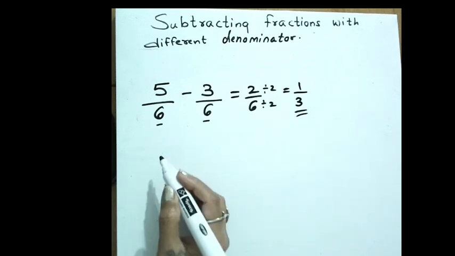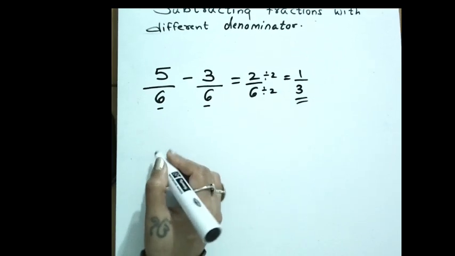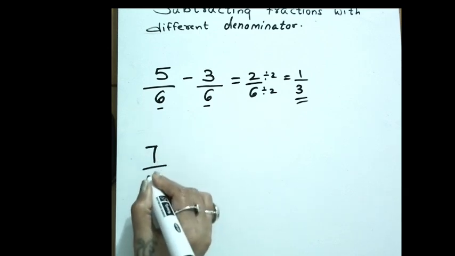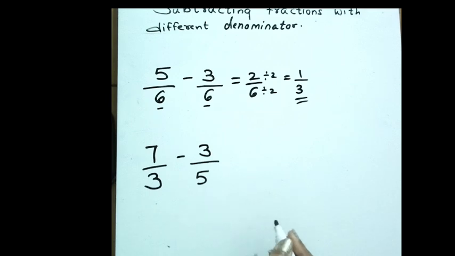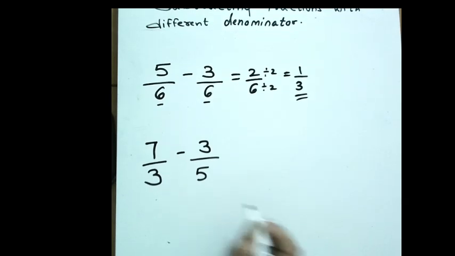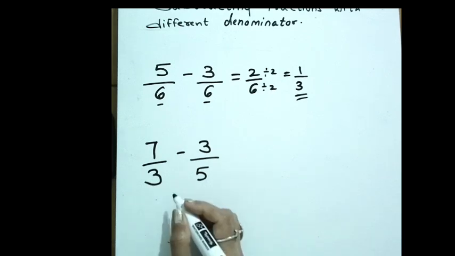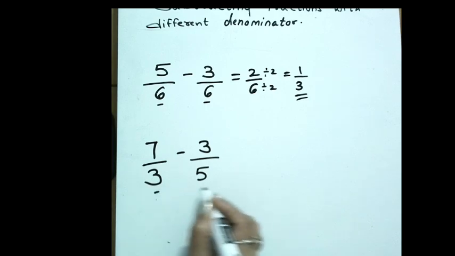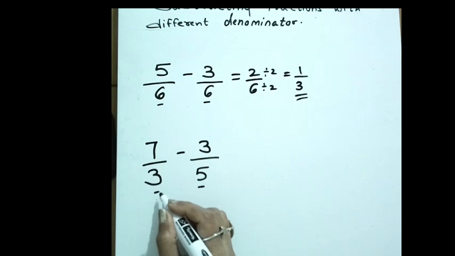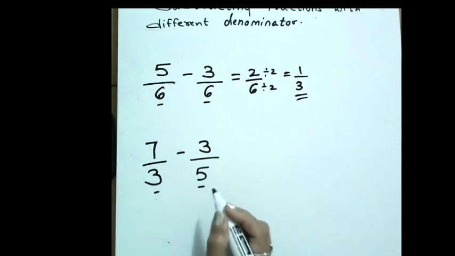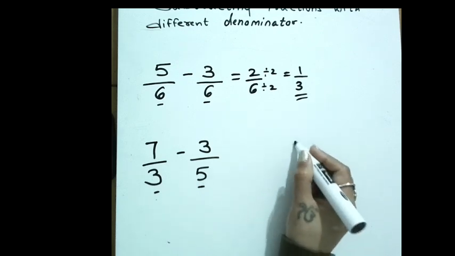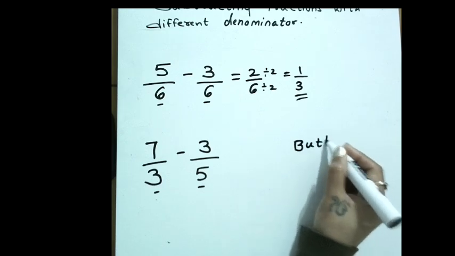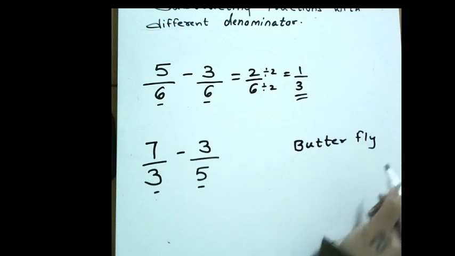Right? Now let's see a tricky one. Suppose in the exam you get the question 7 over 3 take away 3 over 5. When you are doing fractions, it's very important that the denominators should be the same. And you will see here the denominators are not the same. On the left hand side you have 3, on the right hand side you have 5. So here you are going to use the butterfly method. This is a very beautiful method.